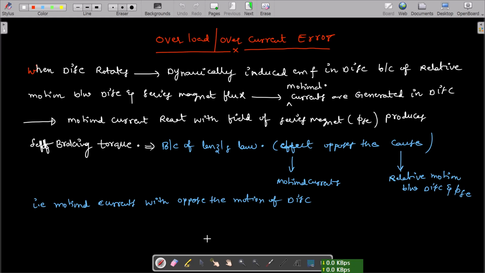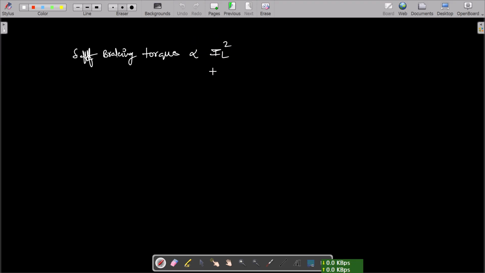Then this self braking torque, whatever it is, will be proportional to the load current square, because it is produced by the series magnetic flux, and the series magnetic flux is produced by the load current. That's why it is the load current, so it opposes the motion of the disk. Okay, load current square.